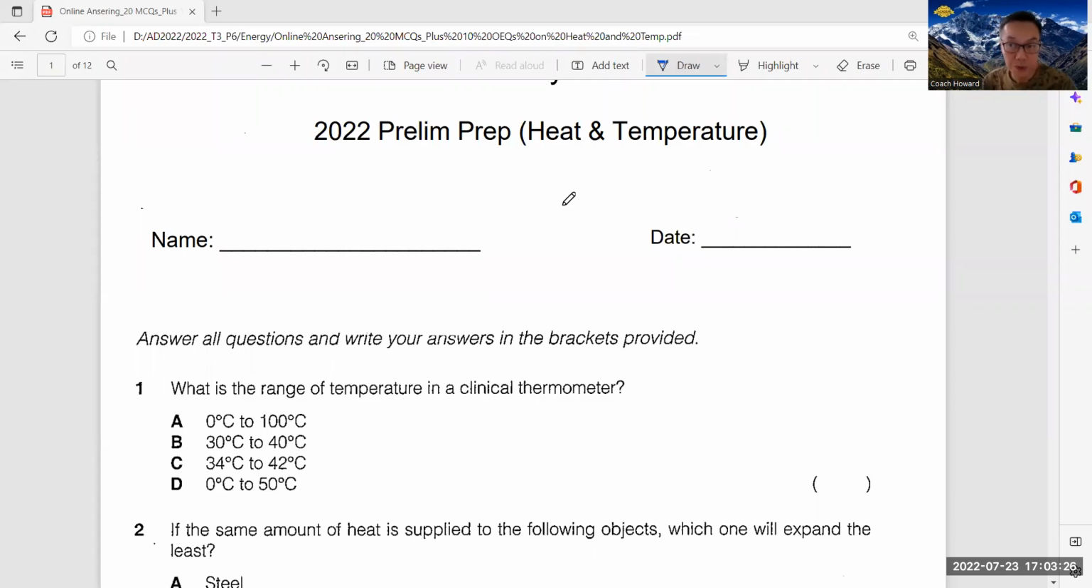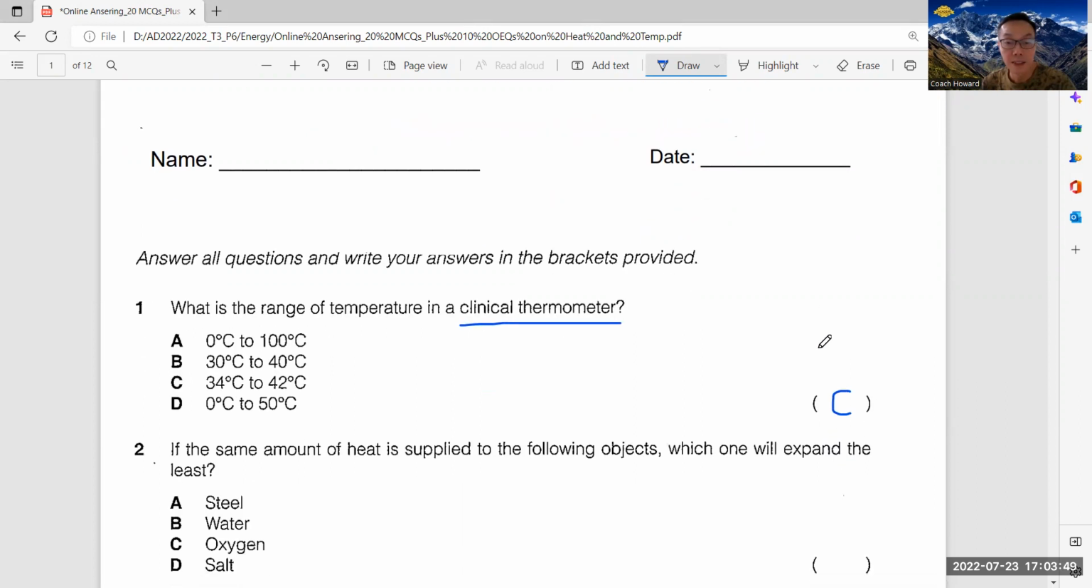Okay, I would like to go through the multiple choice questions of the heat and temperature topic. As you know, the clinical thermometer is used to measure the human's body temperature. If you refer to the earlier questions in the open-ended, the clinical thermometer actually has a range of 34 to 42 degrees Celsius. So answer is C. Okay, next.